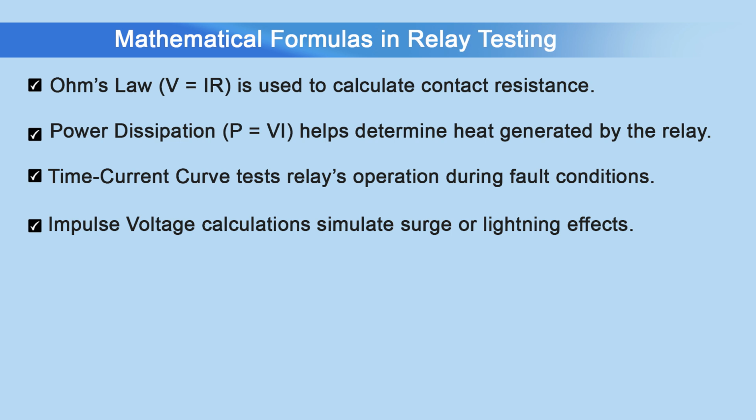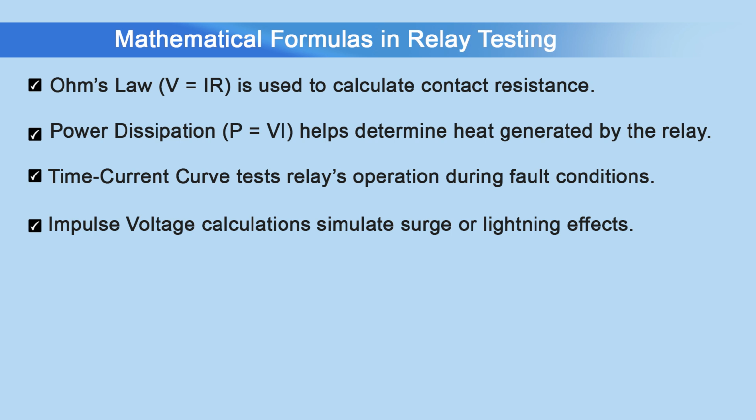For example, consider a relay contact where a current of 2 ampere is passed through and a voltage drop of 0.05 volt is measured. Using Ohm's law you can calculate that R is equal to V by I. You do it, and you will get that R is equal to 0.025 ohms. This contact resistance is then compared to the specified limit to determine if the relay passes the test or not.